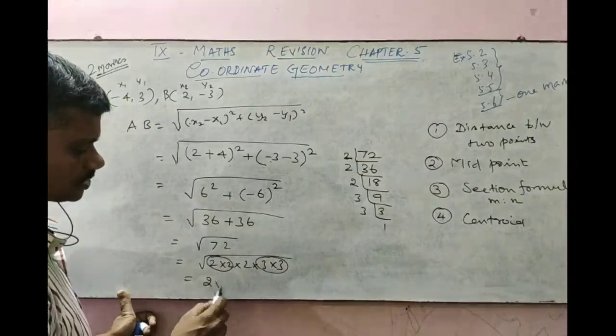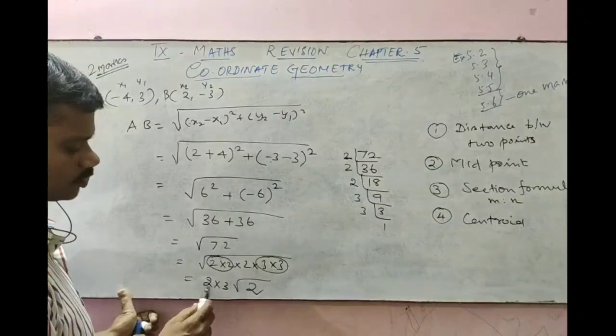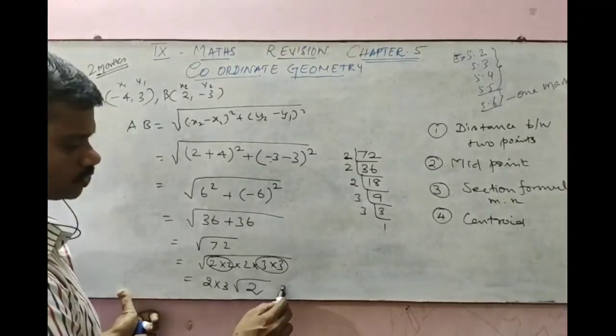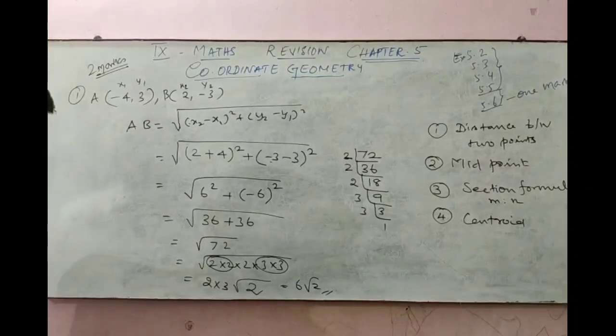So if I take the 2 and 3 as outside, you will get the value of 2 into 3 root 2. 2 into 3 is 6, 6 root 2. So this is the distance between the 2 points.